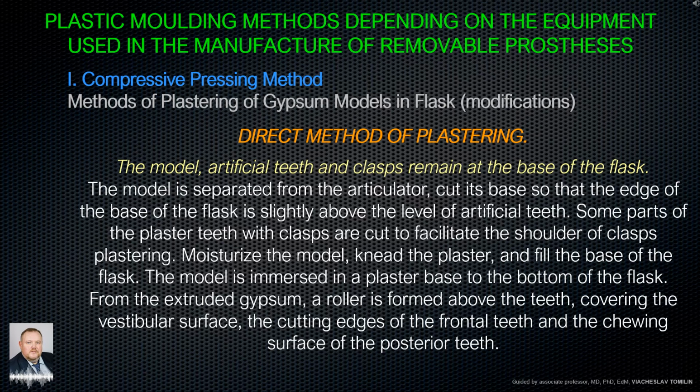Some parts of the plaster teeth with clasps are cut to facilitate the plastering of the shoulder of clasps. Moisturize the model, knead the plaster, and fill the base of the flask. The model is immersed in a plaster base to the bottom of the flask. From the extruded gypsum, a roller is formed above the teeth, covering the vestibular surface, the cutting edges of the frontal teeth and the chewing surface of the posterior teeth.